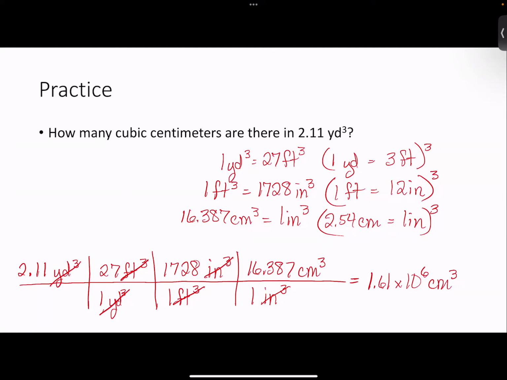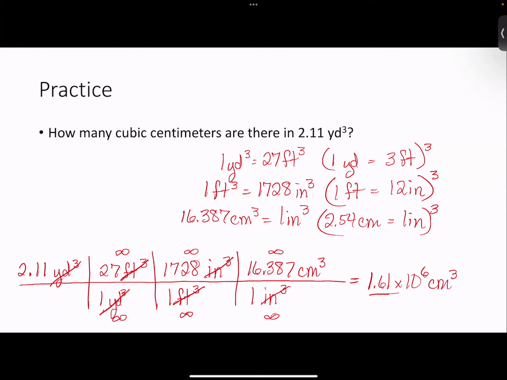The number of significant digits: because 1 yard is 3 feet, that is an exact quantity. So is the cubed. Because 12 inches in a foot is an exact quantity, so is the cubed. And because 2.54 centimeters is equal to 1 inch is an exact quantity, so is the cubed. Or you could look at it as there were 3. Either one works. But anyhow, there are 3.